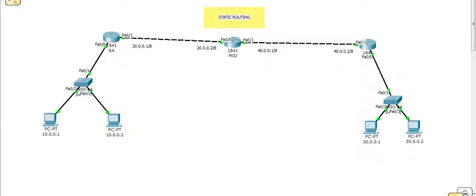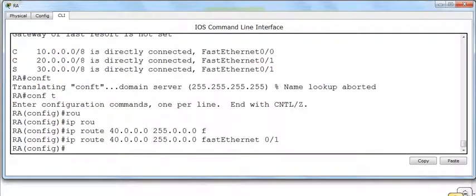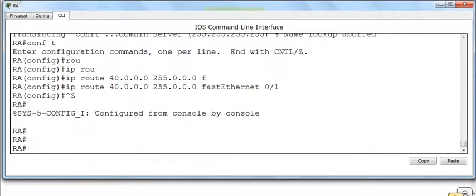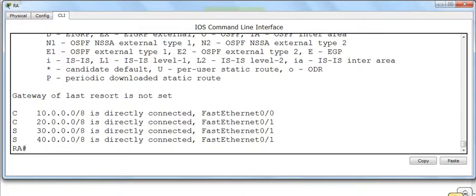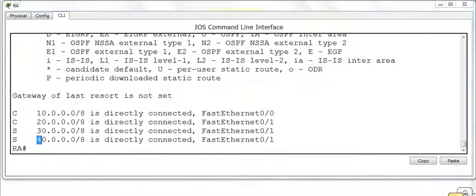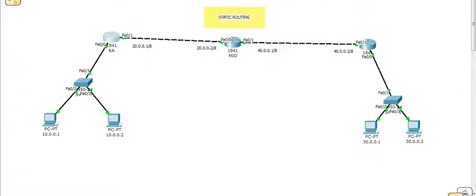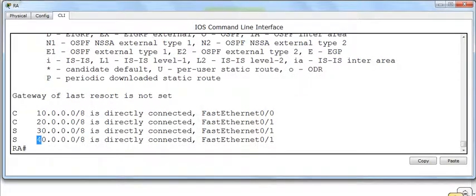Here, if you see on R1, we have given two static routes. What are they? Show IP route. We have given two static routes, 30 and 50. What if I have more networks on the mid router and RB? Then I need to give more routes. If I have 100 routes externally, then I have to give 100 routes here. If you have 100 unknown routes, then 100 lines we need to type.